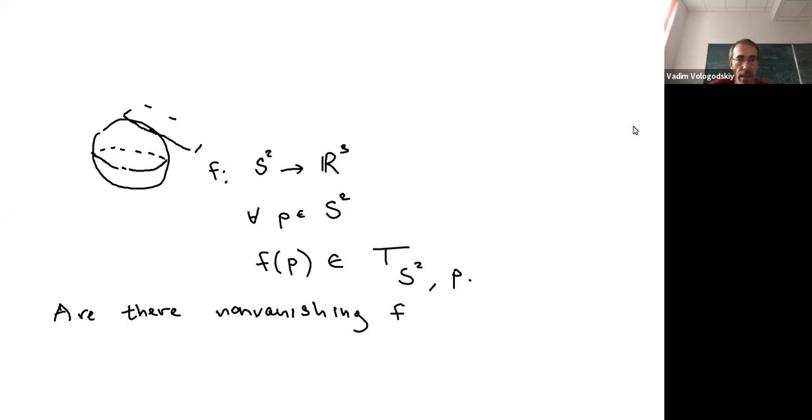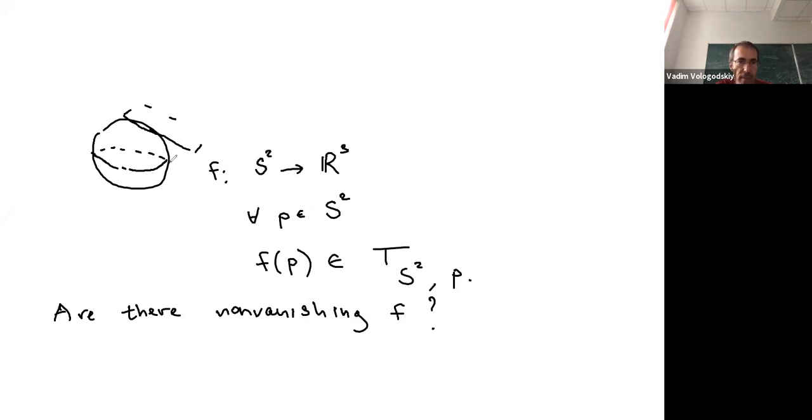Vector fields. So this is the question, and well, you can try to construct a non-vanishing vector field, but most likely you will fail. So a first kind of result in differential topology asserts that there are no non-vanishing vector fields, and in fact, you can even count the number of zeros of a vector field.